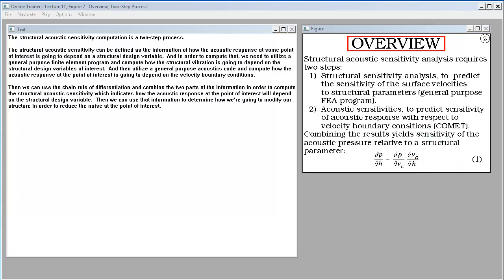conditions. Then we can use the chain rule in differentiation and combine the two parts of the information in order to compute the structural acoustic sensitivity, which indicates how the acoustic response at the point of interest will depend on the structural design variable. Then we can use that information to determine how we want to modify our structure in order to reduce the noise at the point of interest.